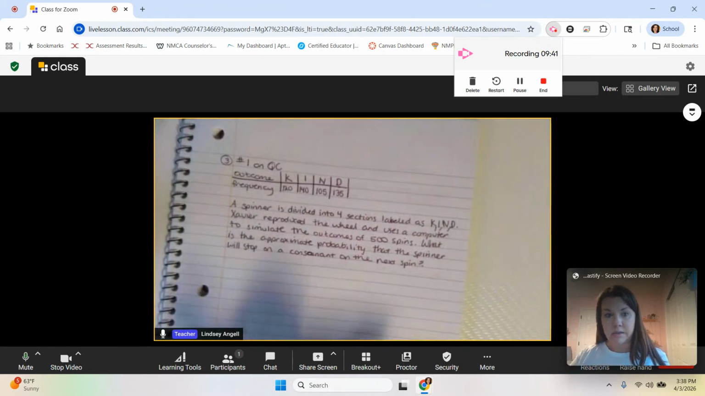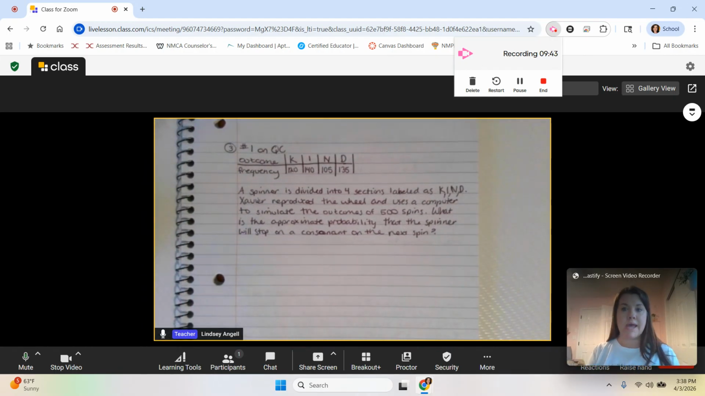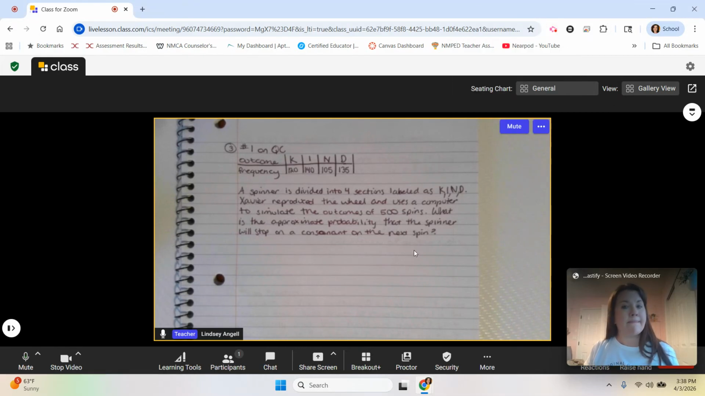For the next one, this is number 1 on your quick check, and let me just get over there real quick. There we go. All right, a spinner is divided into 4 sections labeled as K, I, N, D. Xavier reproduced the wheel and uses a computer to simulate the outcomes of 500 spins. What is the approximate probability that the spinner will stop on a consonant on the next spin?